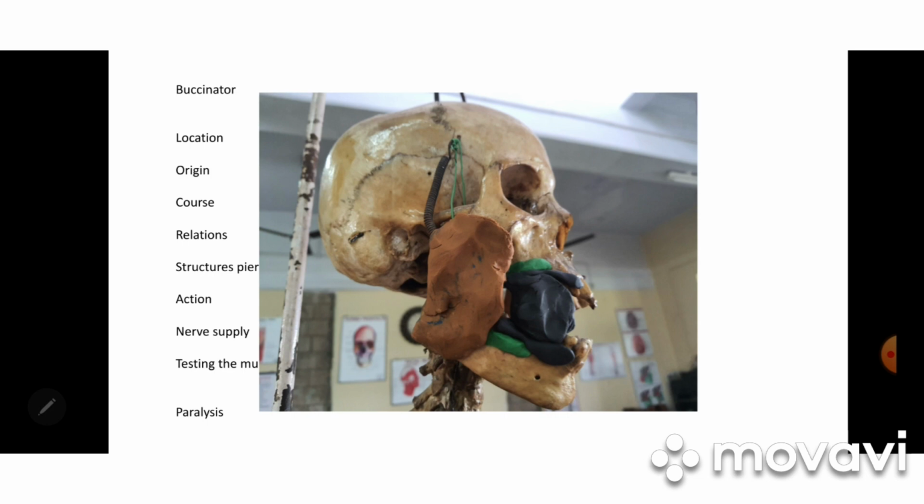Injury to the buccal branch of the facial nerve leads to paralysis of the buccinator. What happens in paralysis is that mastication is affected. The food tends to accumulate in the vestibule of the mouth on the affected side. And also, when you ask the patient to hold water in the mouth, the water escapes from the affected side quite unexpectedly.